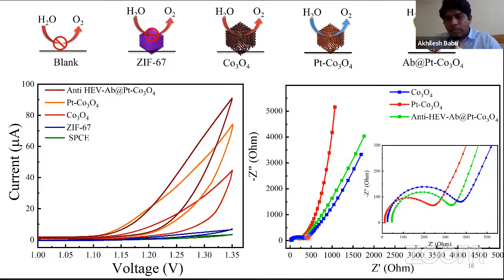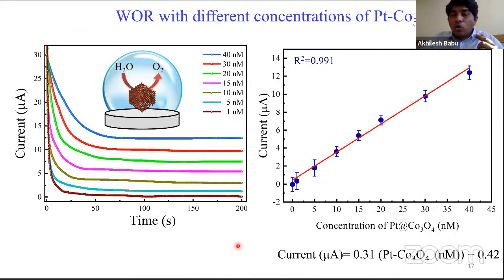Now, after successful optimization of this method and understanding that the potential of 1.35 was good, we further performed chronoamperometry, which is a very good method to understand the water oxidation reaction. We have taken different known concentrations of the nanomaterials and deposited them onto the screen printed carbon electrode, and we performed the chronoamperometric study for around 200 seconds, wherein we could see that with the increase in the concentration of the nanoparticles, the current values have consistently increased.